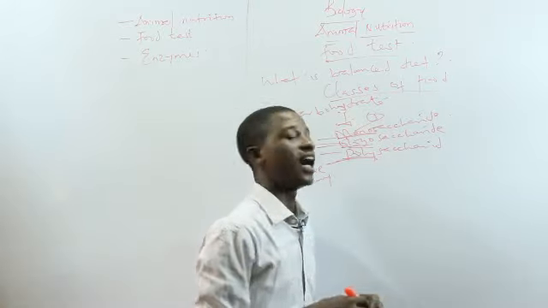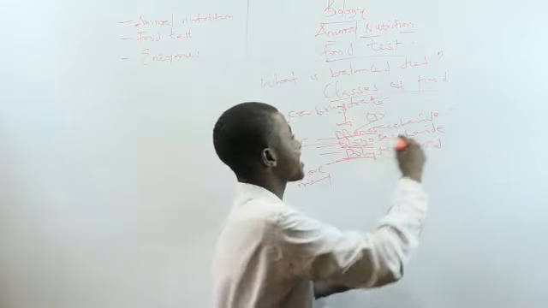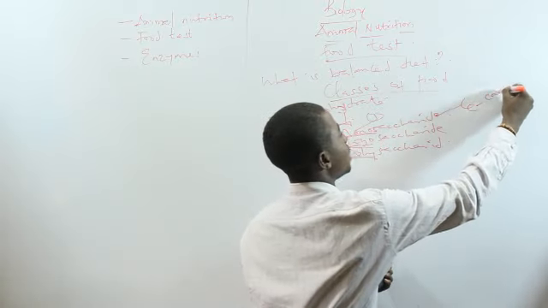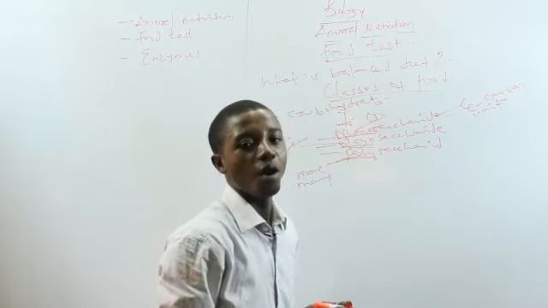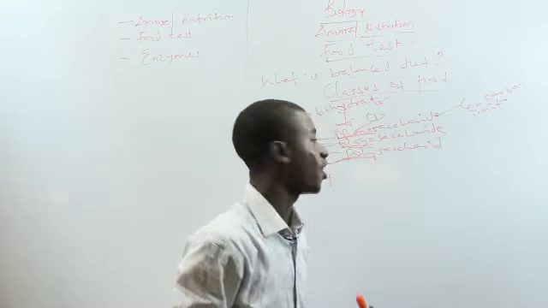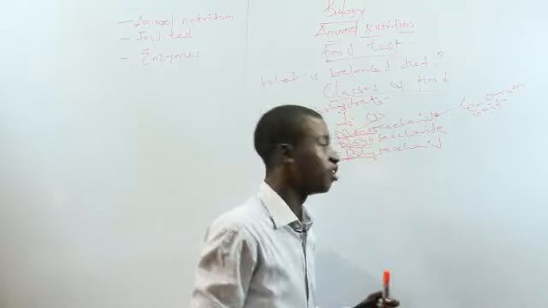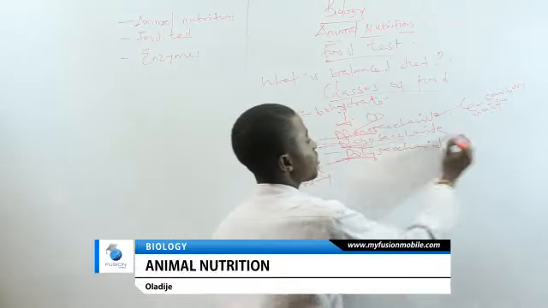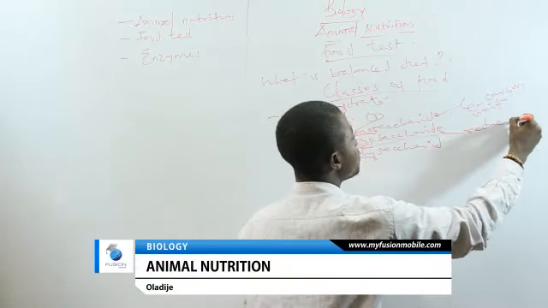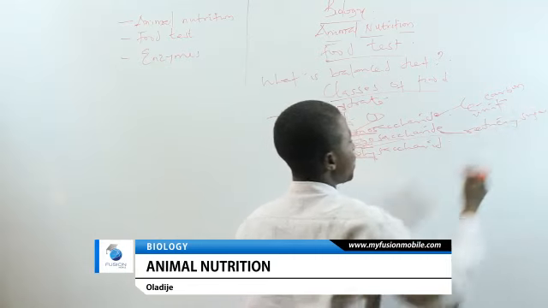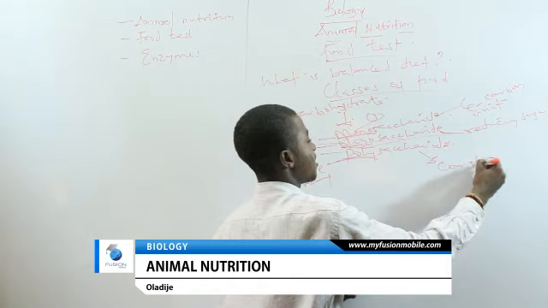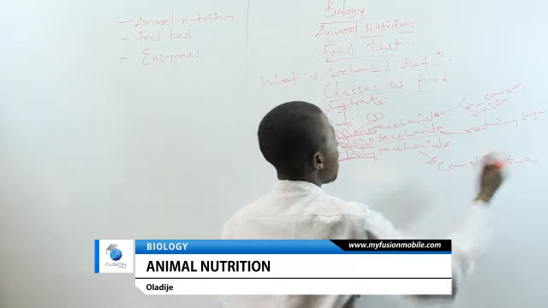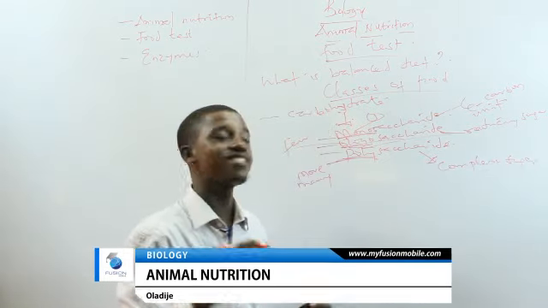So now what is monosaccharide? Monosaccharide is a sugar that contains 6 carbon units. Oligosaccharide is also referred to as reducing sugar. Polysaccharide is referred to as complex sugar.